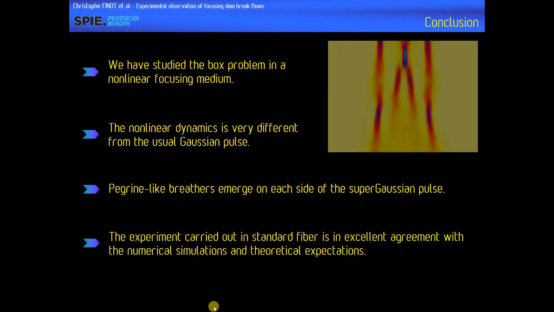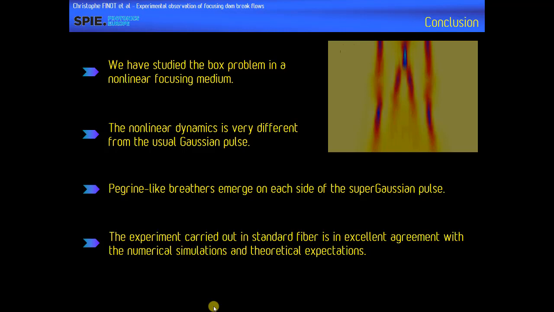So to conclude, we have studied the evolution of a box in a nonlinear focusing medium. The nonlinear dynamics is very different from the one we can see when we study a bell-shaped pulse, such as a Gaussian pulse or a hyperbolic secant pulse. We observed Peregrine-like breathers that emerge from each side of the super-Gaussian pulse, and these breathers ultimately can collide. We have carried out this experiment using very standard fiber, and we don't need specific fiber to reach an excellent agreement between the numerical simulations and the theoretical expectations.